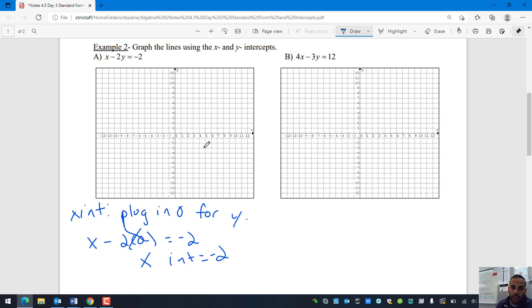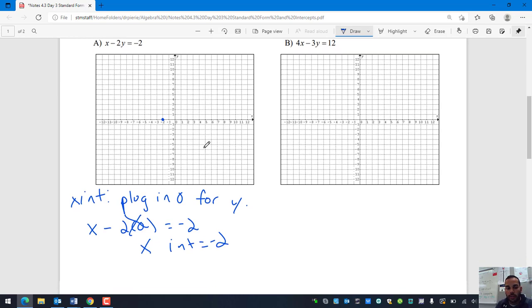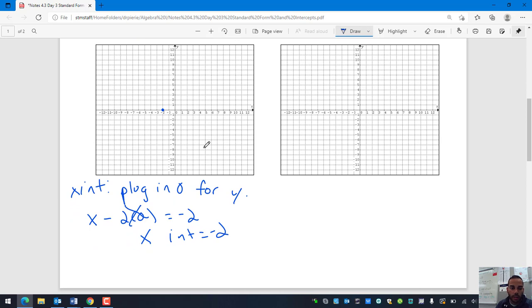This line is going to cross the x-axis at negative 2. I have my first point right here, which will be at negative 2. This is my x-intercept. This is the first point I have, though. So I've got one point. Now I just have to solve for the other. Let's solve for the y-intercept. How do you solve for the y-intercept? You plug in 0 for x.